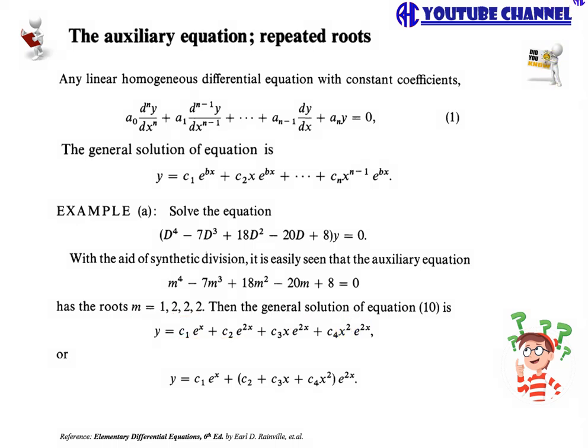So, tapos, pwede natin i-factor out si a raised to 2x kasi yun ang common sa tatlong terms. So, pwede natin yan isulat in this form. Maging y is equals to c sub 1 a raised to x plus the quantity c2 plus c3x plus c4x squared times a raised to 2x. So, ito na.